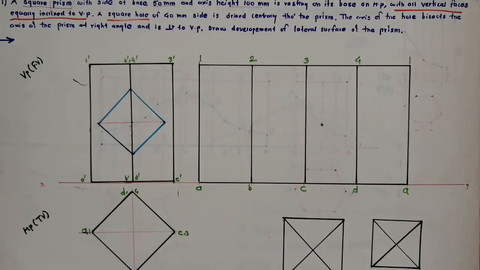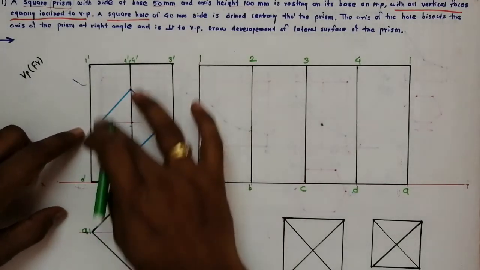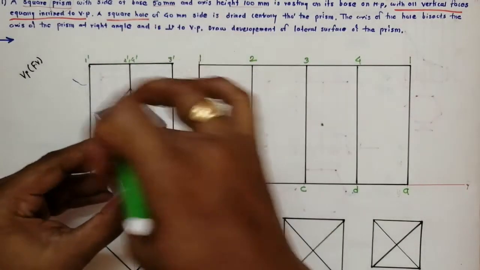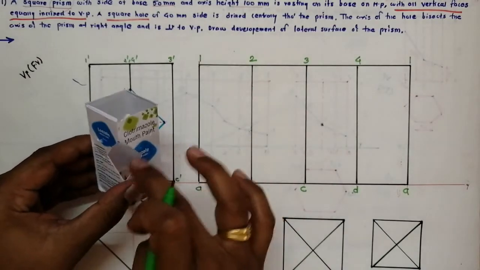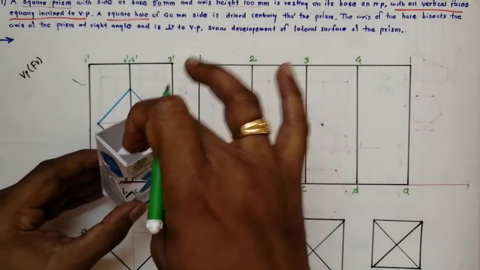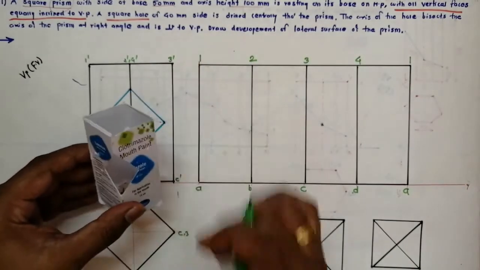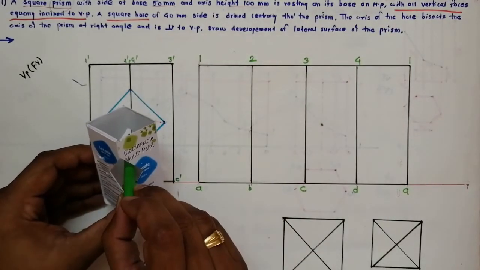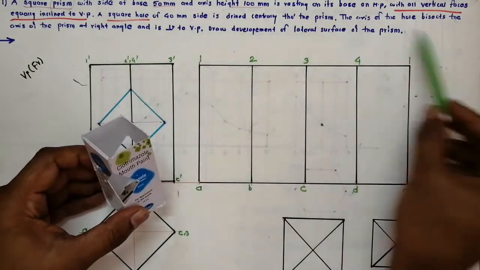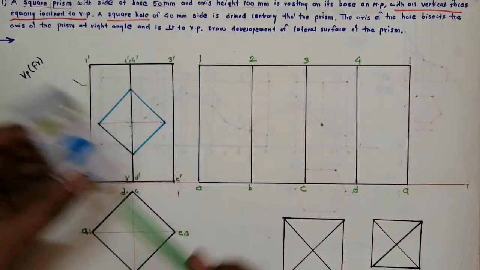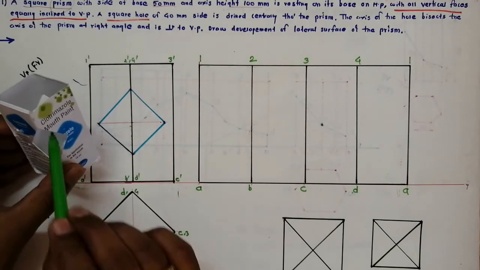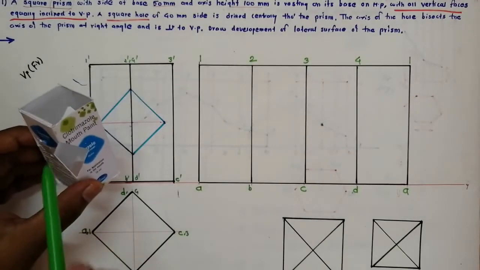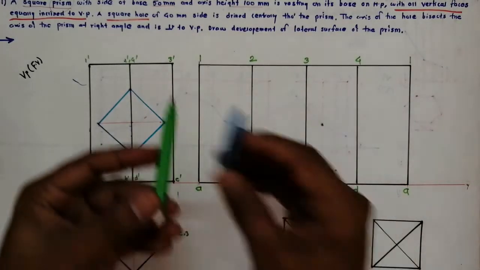So what we have done, we have drawn the square hole. This is our main prism and this is the square hole drilled inside the main prism, having the condition that the axis of the hole bisects the axis of the prism. So this is the axis of the hole and this is the axis of the prism, and they intersect at right angles. Okay, something like this.